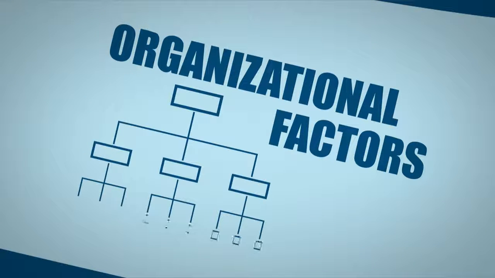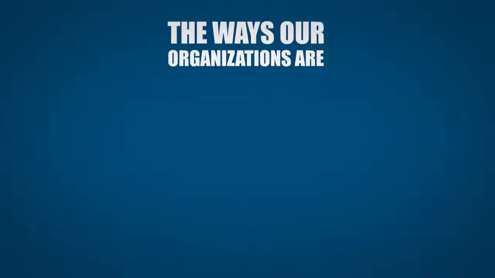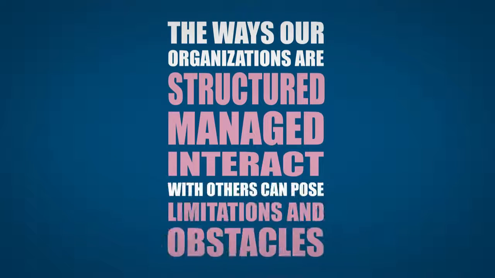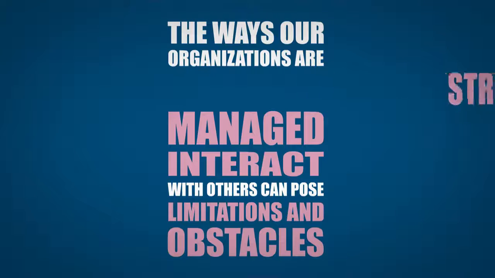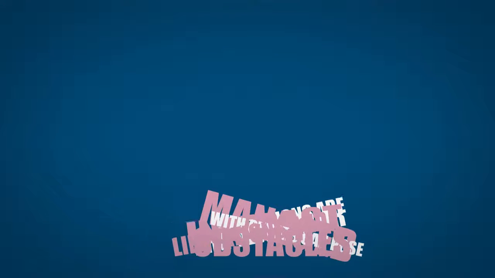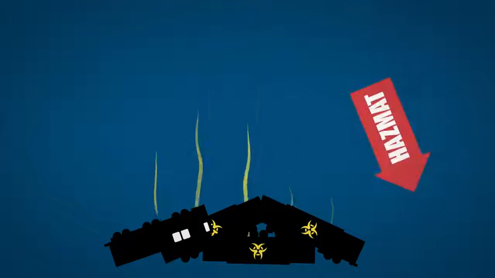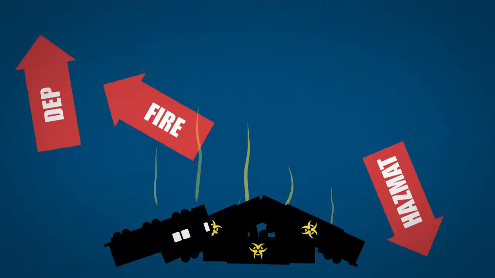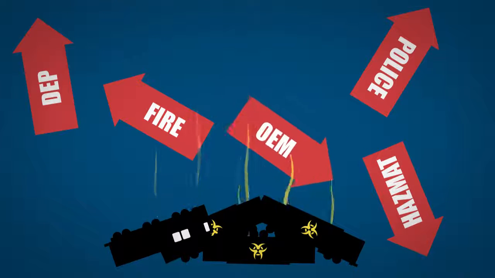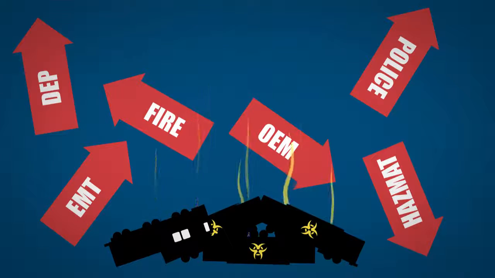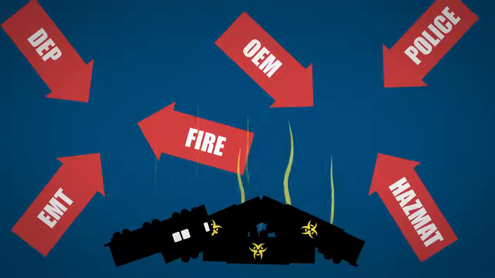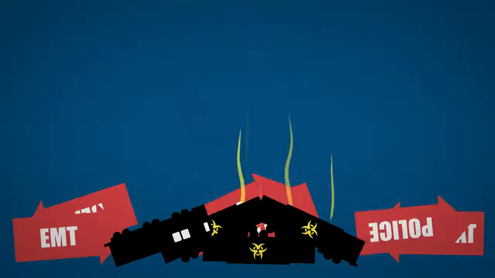The second cause for strategic risk is organizational factors. The ways that our organizations are structured, managed, and interact with others can pose limitations and obstacles, whether the organization is public or private, small or large. These limitations can affect the preparedness of the organization. In a disaster like the freight train example, multiple agencies would respond, but if those agencies have not shared their disaster procedures, that lack of communication could result in conflicting operations and the possible endangerment of agency personnel or even the public.